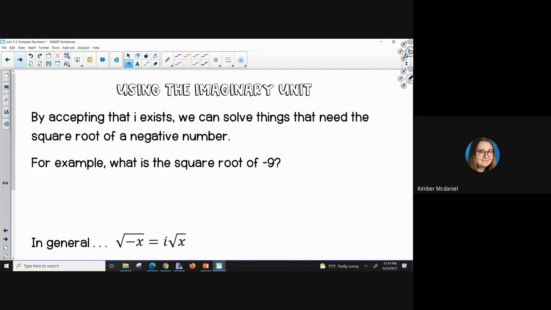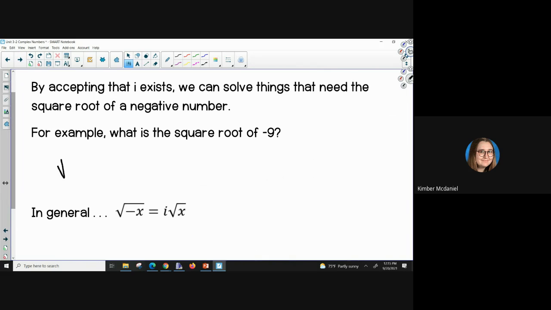By accepting that i exists, we can now solve things that need the square root of a negative number. Up until this point, you've been taught you cannot take the square root of a negative number. It's not real. If you go on your calculator, and the phones do it a little differently, and you type the square root of -9, it should say non-real. Now, for the phones, they may give you the actual answer. It says 3i. Like I said, the phones automatically generate this.